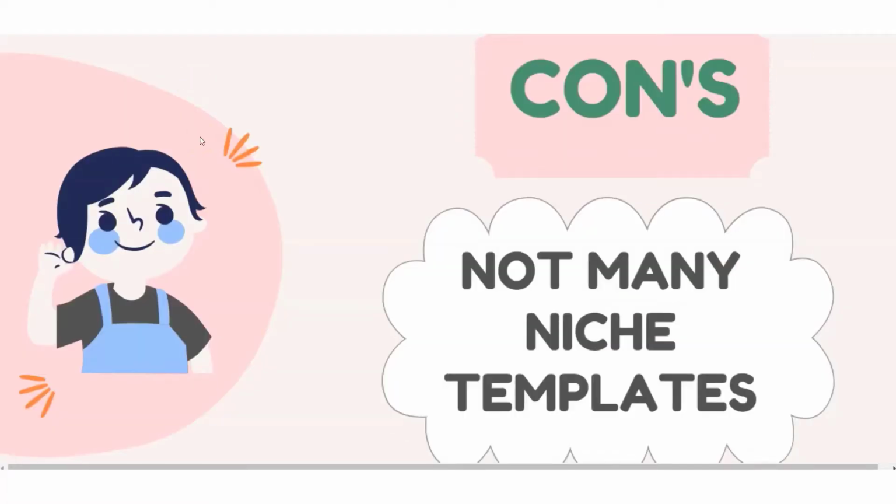And onto the cons. The first con would be that there's not many niche examples. For example, if you're in the dog training industry, there is no niche specific copy for that. But like I said before, you can use these templates and change it around to whatever niche you're in.